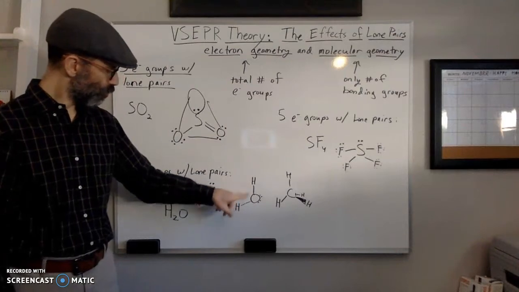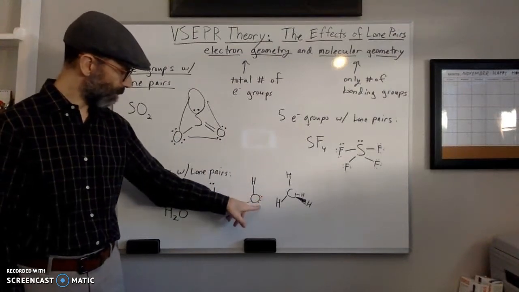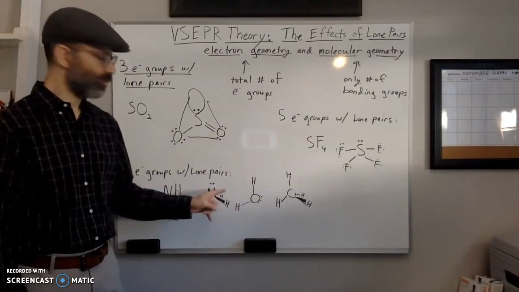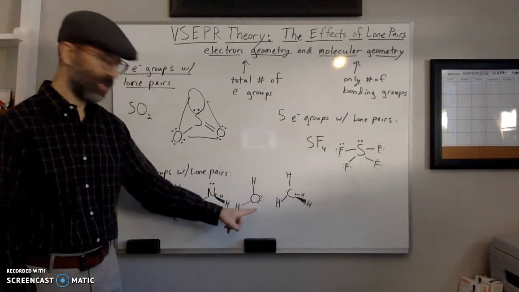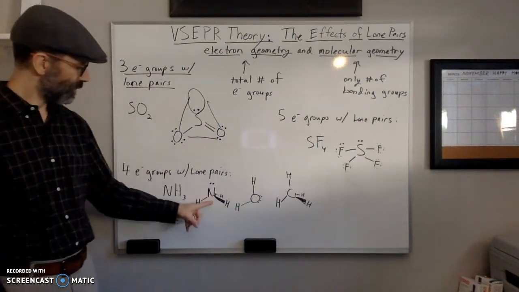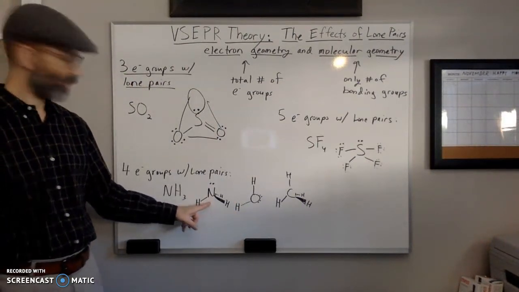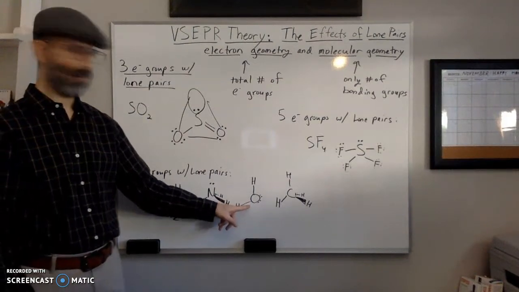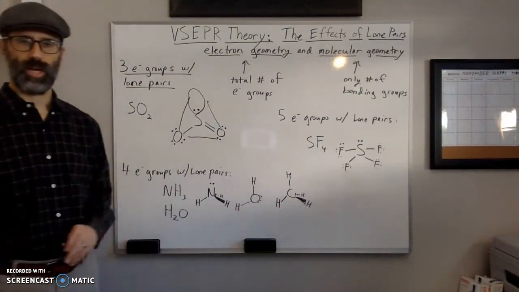Okay, so same thing with water. I have 2 bonding groups and 2 non-bonding groups, so I have a total of 4. So the electron geometry here is still tetrahedral. So this is tetrahedral electron geometry, this is tetrahedral electron geometry, and this is tetrahedral electron geometry.